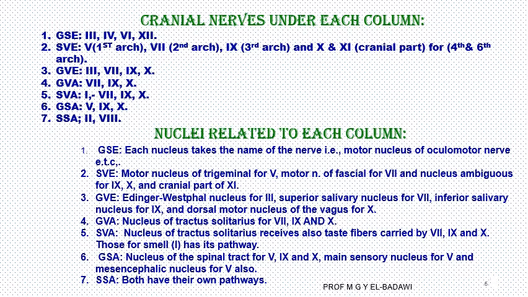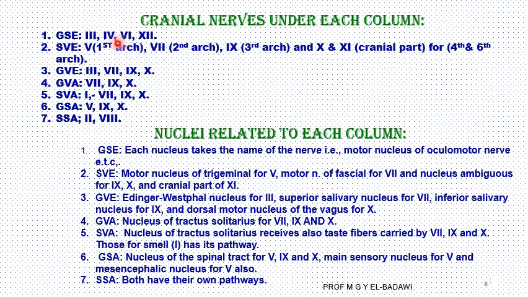Now, we would like to get two other things. We'll try to enumerate the cranial nerves under each column. The first column is the general somatic efferent, those, as we said, the muscles which do not arise from the pharyngeal arches.